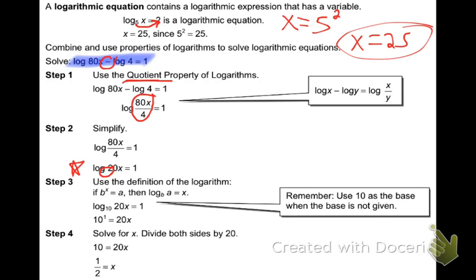It is base what? 10. Yeah, common log is base 10. So what am I going to do with that 10? I'm going to sweep it across. When I sweep it across, I get 20x equals 10 to the first power. 10 to the first power gets me what? 10. So I have 10 equals 20x.